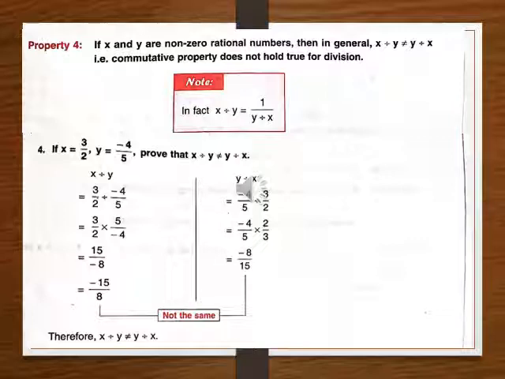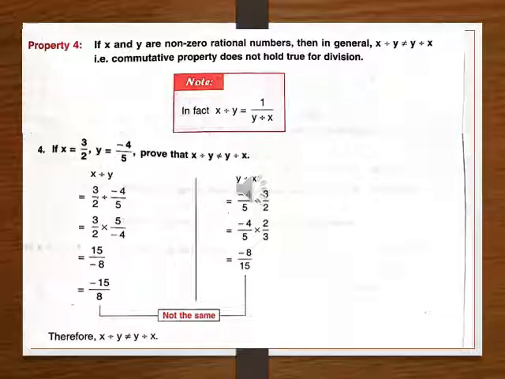So here let's see one example which will prove that this property, the commutative property, does not hold true for division. See here two examples, two numbers 3 by 2 and minus 4 by 5. First we will divide 3 by 2 by minus 4 by 5. Take its reciprocal, convert the division sign into multiplication. Nothing gets cancelled, so 3 fives are 15 and 2 into minus 4 means minus 8. So the answer is minus 15 upon 8.